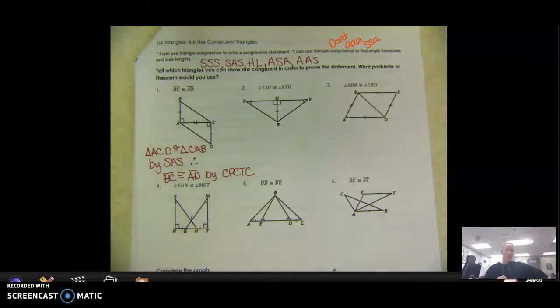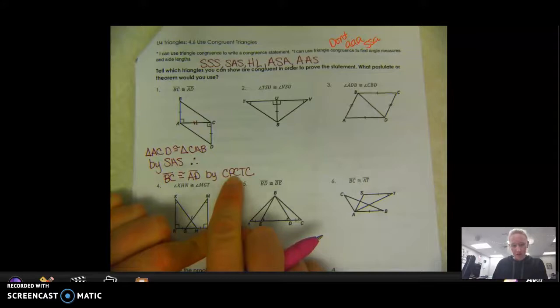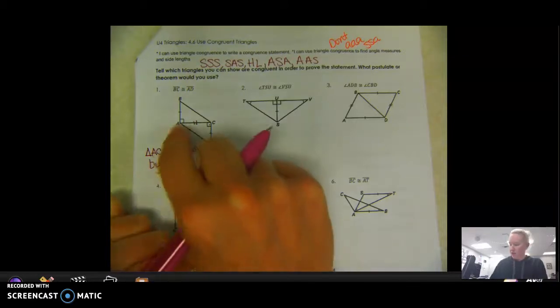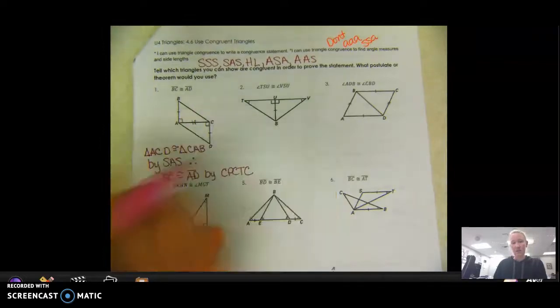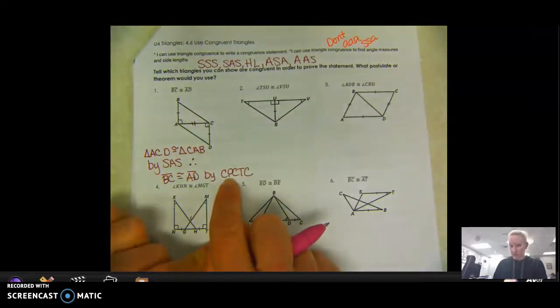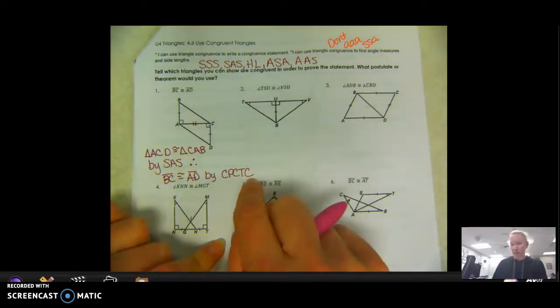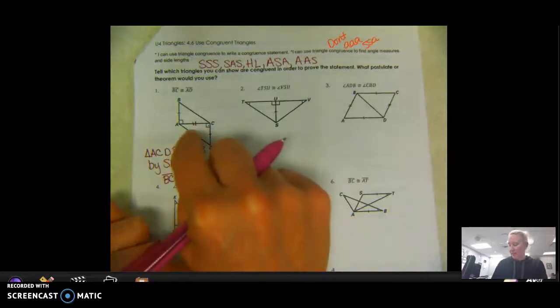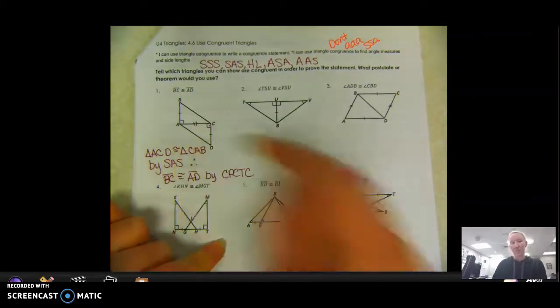Okay, what does CPCTC stand for? Corresponding parts of congruent triangles are congruent. Corresponding parts, that would be AD and BC. Those are corresponding parts. Those are in the same place on the two triangles. So we prove that these two triangles are congruent, so those are also congruent. Because I've proven these two triangles are congruent, that makes all parts, including BC and AD, congruent to one another.